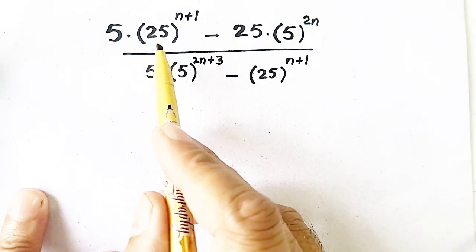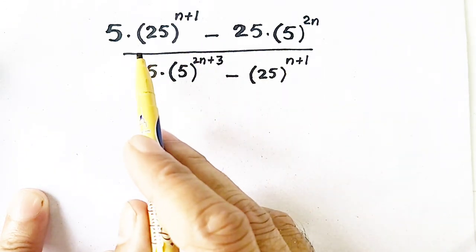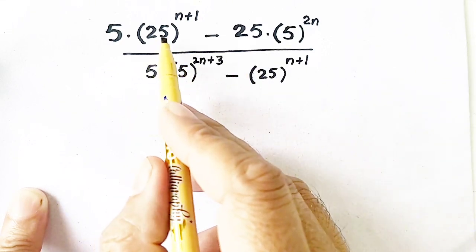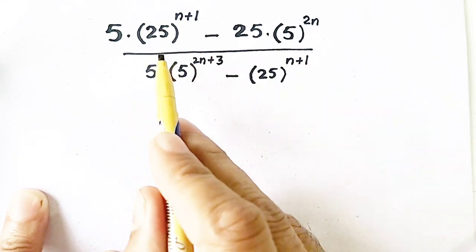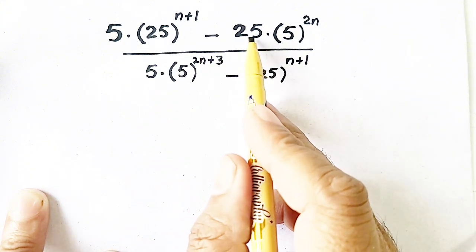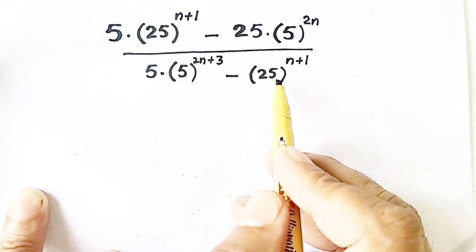Hello, respectable audience. We have to simplify this question. So it's looking tough, but it is very simple. We have to convert all these numbers into 5. Meaning this 25 is converted into 5 squared, this 25 is converted into 5 squared, and this 25 is converted into 5 squared.